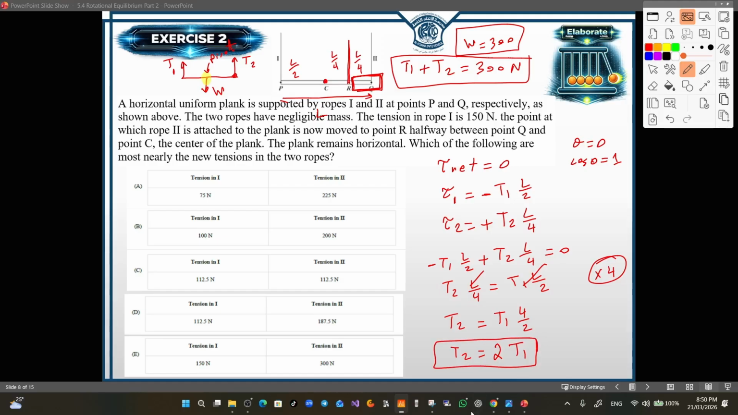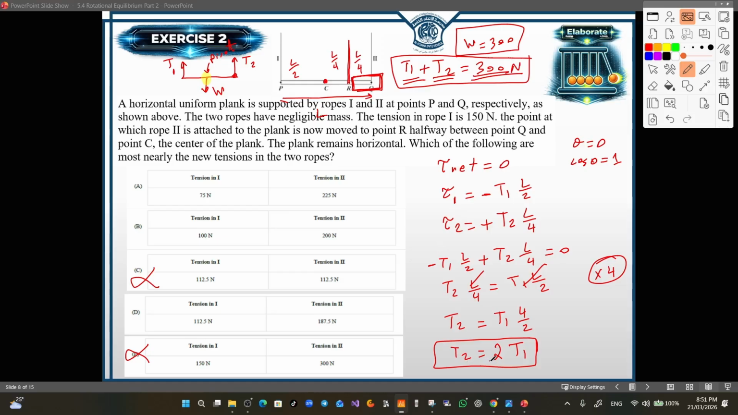So here we will have two important conditions. The first condition, the summation of T1 and T2 should be equal exactly to 300, which means we will suspend E because the summation is not 300. The 350 exceeded our condition, as well as C is less than our condition, 112.5 plus 112.5, so also it's not equal to 300.